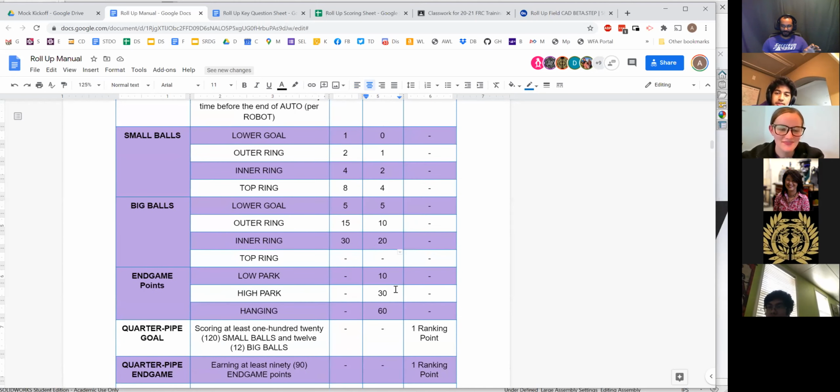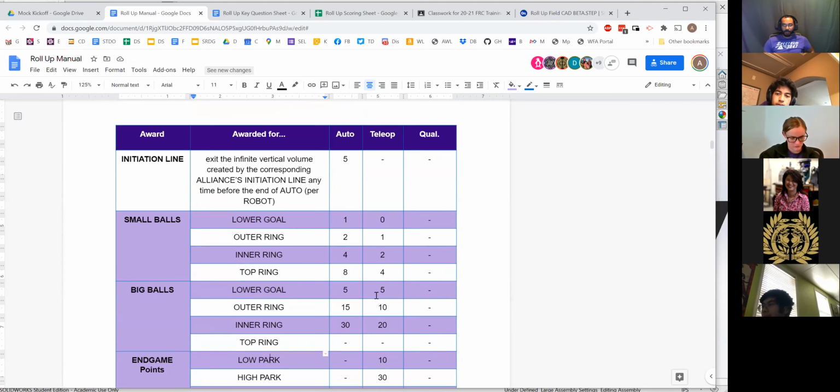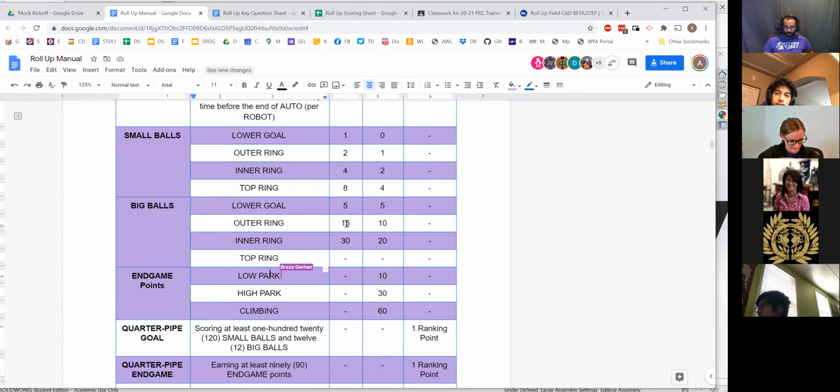And then the parking points are low park 10, high park 30, hanging, which should be climbing. I renamed some things today. I apologize. Is 60 points. The exit from the initiation line is only 5, so you don't get a ton of points for that.